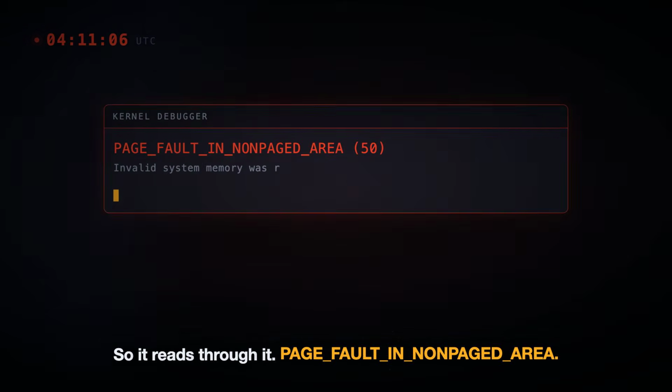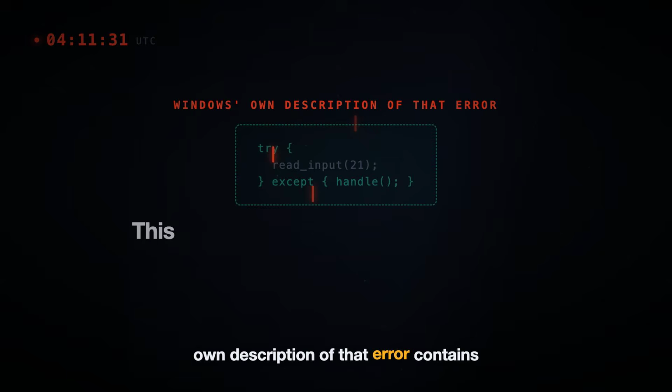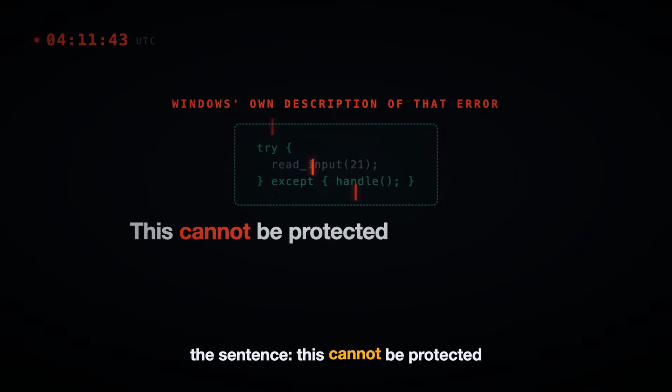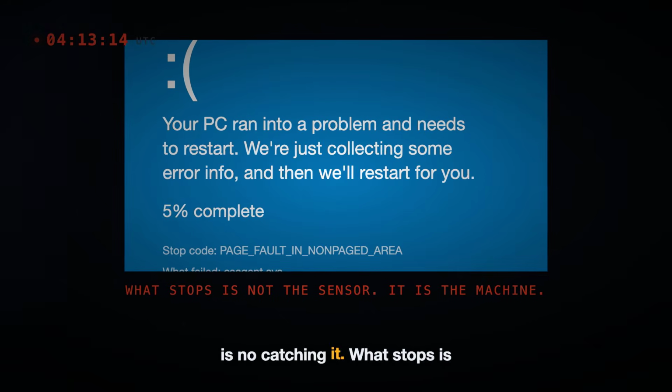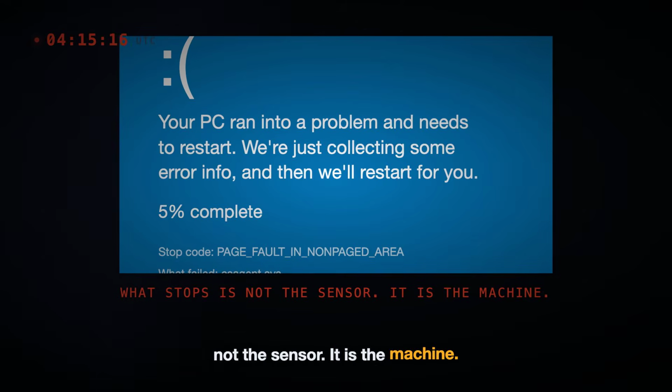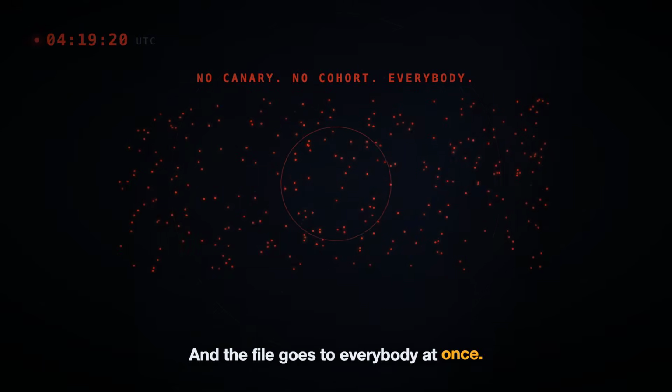Page fault in non-paged area, bug check 50. Windows' own description of that error contains the sentence, "This cannot be protected by try except." There is no catching it. What stops is not the sensor, it is the machine. And the file goes to everybody at once.